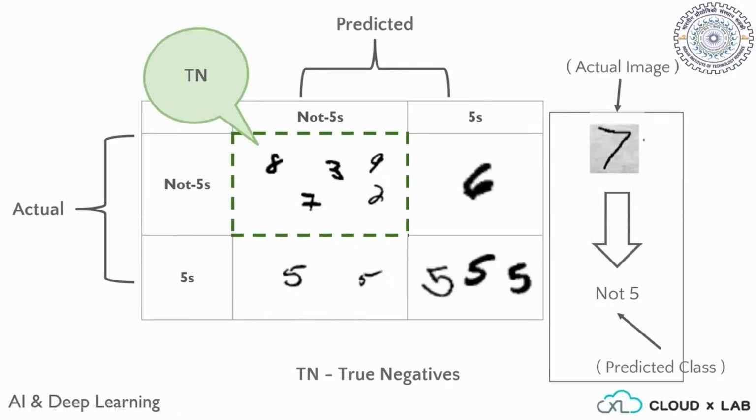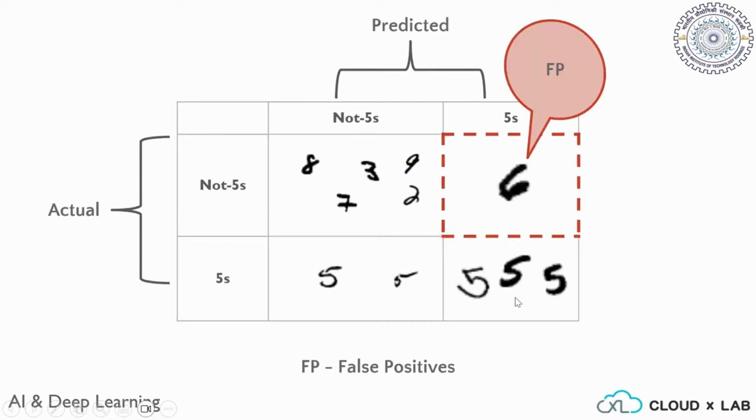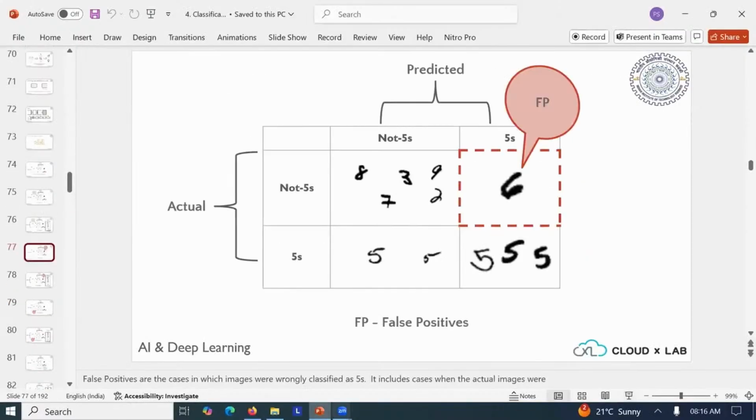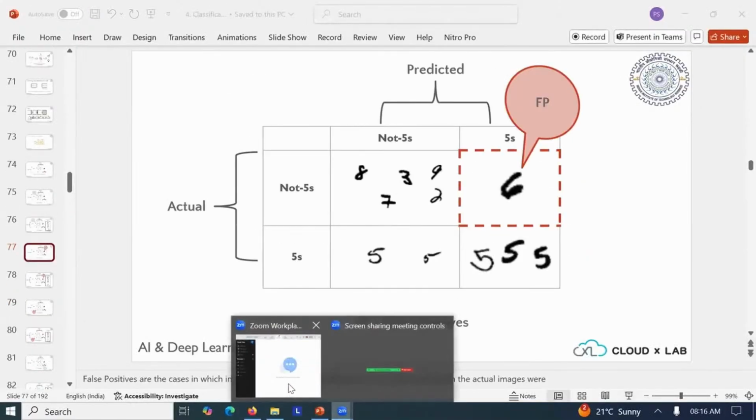Okay, so this is the true negative case where actual is no and model is also predicting no, right? Similarly, for example, let's say we are given a digit 7 image and model is predicting not 5, right? The second case is false positive. So here the actual output is not 5 and model is also predicting not 5.